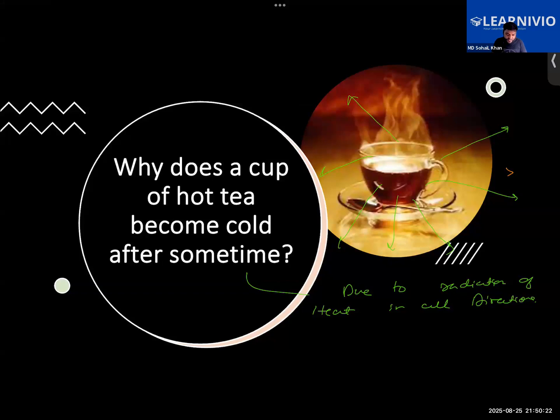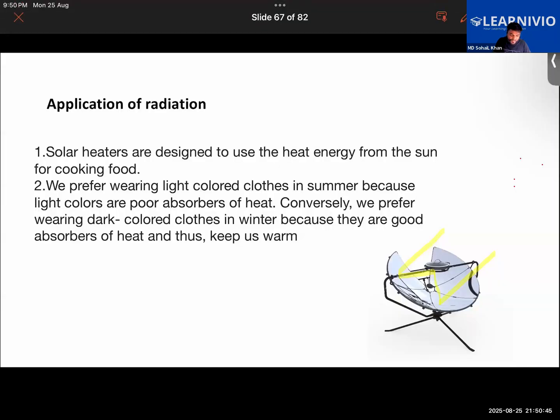Then again, we have this question: why does a cup of hot tea become cold after some time? Because it has lost heat due to radiation. It's emitting the heat out in all directions. The air above it becomes hot, so there is the process of convection. That's a different thing, but basically, it's losing heat because of radiation, and hence it becomes cold. The heat will be lost into the air surrounding it.